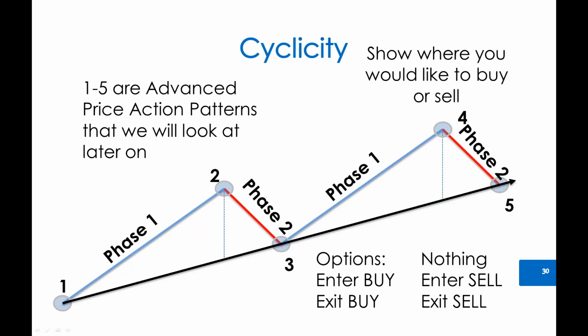So if you have a look here, we've said show where you would like to buy or sell. You can either do nothing, enter a buy, enter a sell, or exit the buy or exit the sell. You would look to enter a buy order at the start of points 1, 3 and 5, and you would look to exit the buy towards, as much as possible, the end of a phase 1. What you would not do is look to enter a sell on points 2 and 4 to sell in a phase 2, because at the moment this is what we would call trading against the trend, and there is a specific way to approach that and do that as safely as possible.